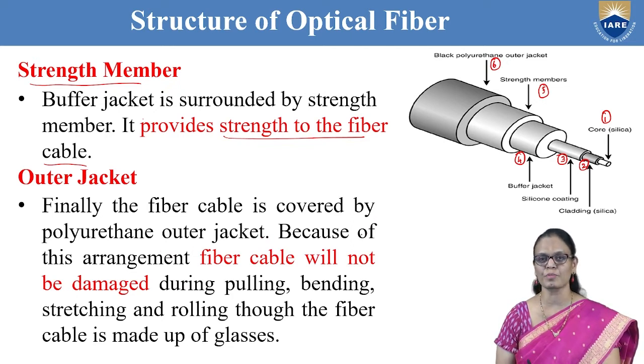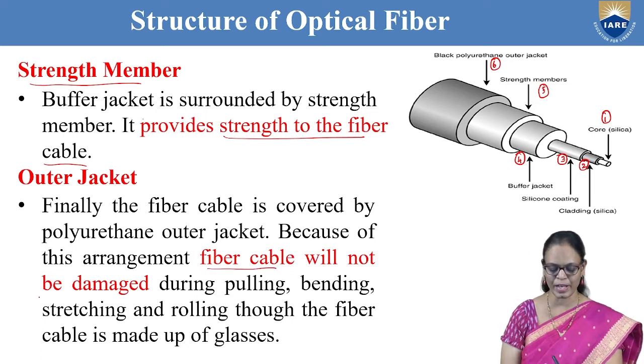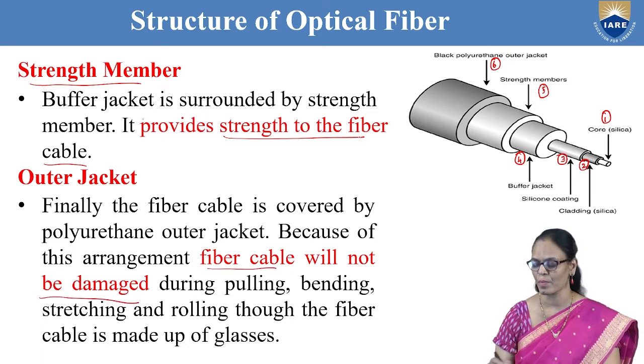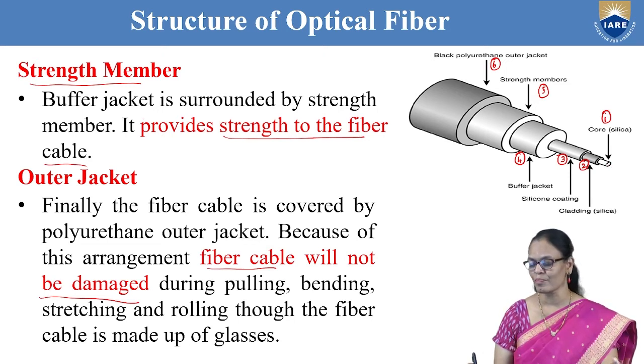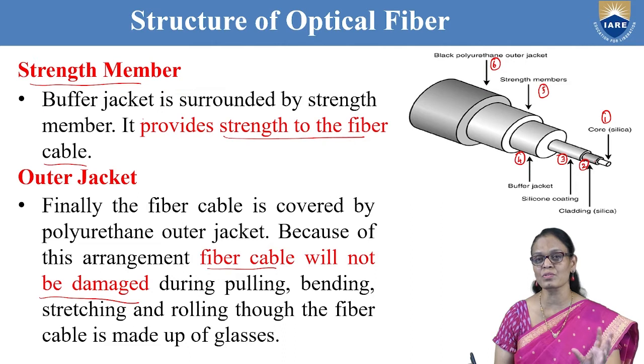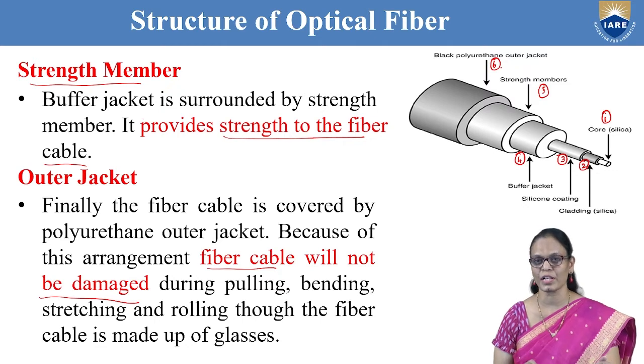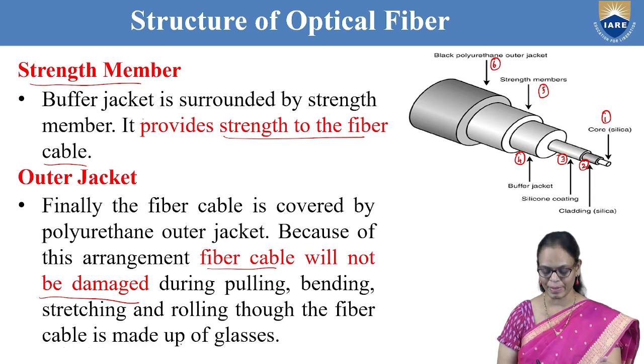And because of this arrangement, fiber cable will not be damaged because we have seen the functions of each. Core carries the signal, cladding provides support and it also supports the necessary condition that is required for the working principle. Then we have the silicon coating, then the buffer jacket, and also we have a strength member and a polyurethane outer jacket. So because of this, what happens? It is protected against damage during pulling, bending, stretching and rolling through the fiber because it is made up of glass.